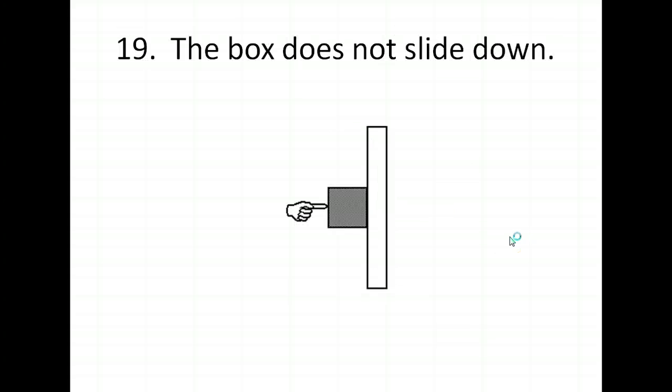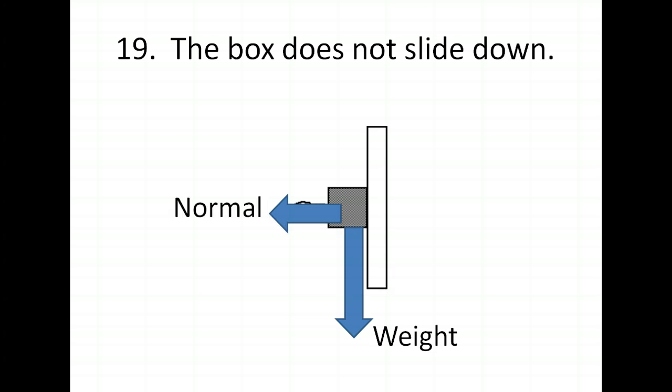We've got a box not sliding down. So we've got weight pulling it down. We're going to have its normal force perpendicular to the surface. We're going to have the force that's applied in the direction that it's applied. And then again, friction, keeping it from going down.